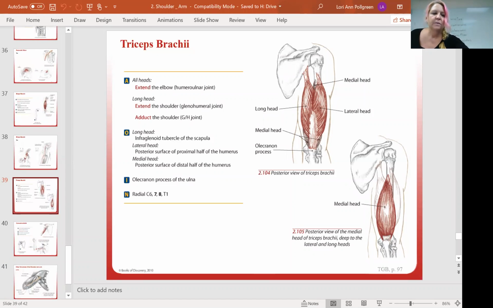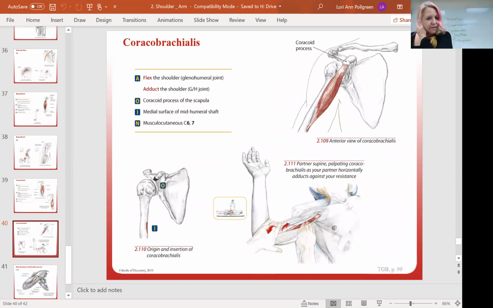And the last muscle that we have of the arm is the coracobrachialis. We did biceps brachii, we did triceps brachii. Oh wait, we have also, I'm sorry. We should also have our, give me a second. Did I miss the brachialis?